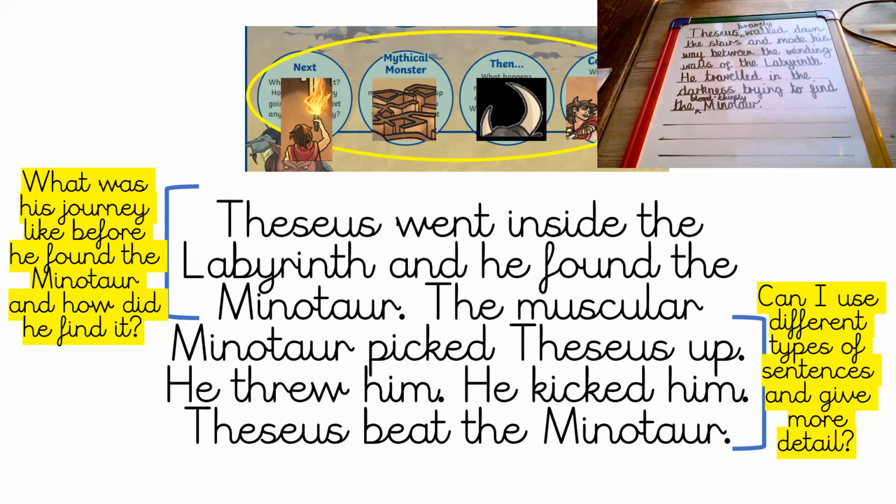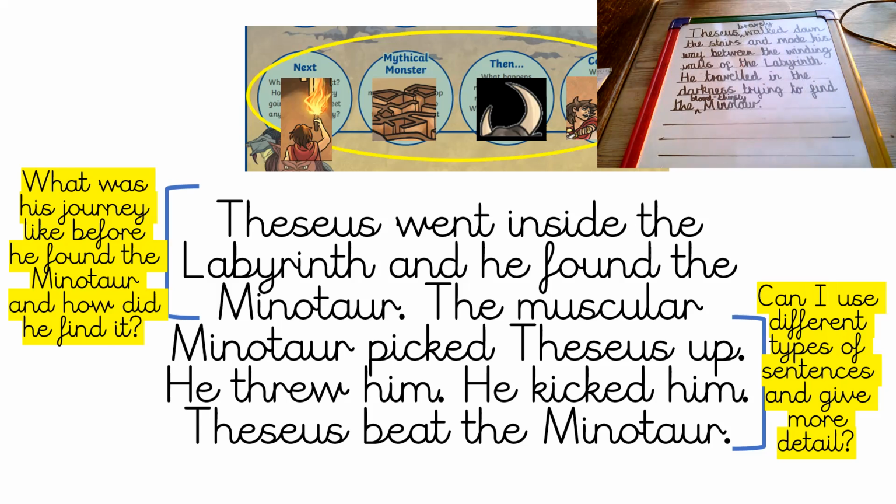I'm just going to pause and think about what I've included in my writing so far. Today we're learning to use a range of sentences and prepositional phrases. I know that I've used lots of prepositional phrases: down the stairs, between the winding walls of the labyrinth, in the darkness. I can spot those positions. I know that I've used a compound sentence here because I've used "and", and here I've got a simple sentence. So in this next part of my writing, I really want to try and use a complex sentence.